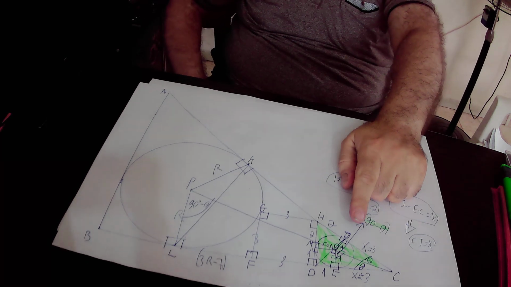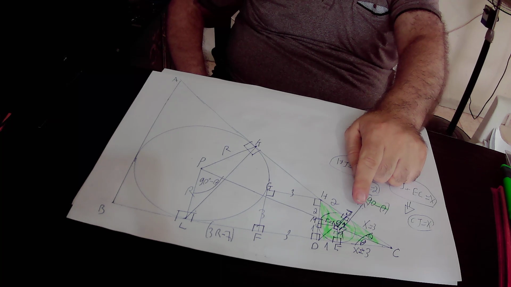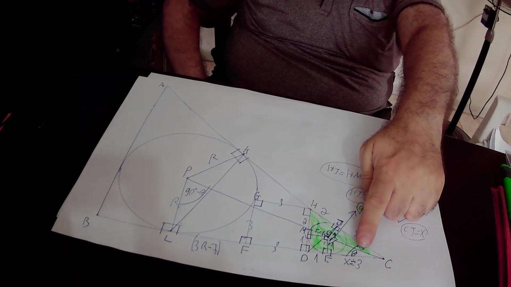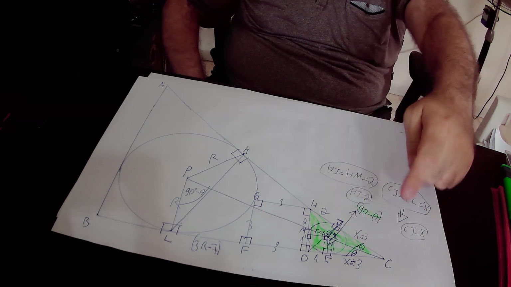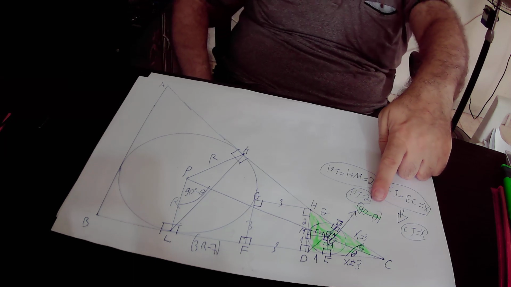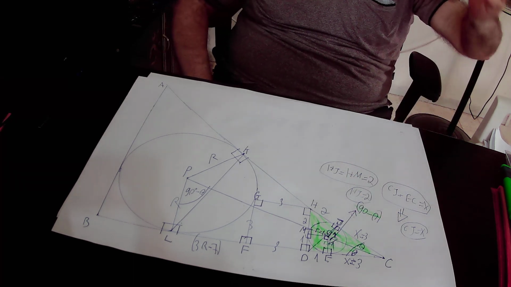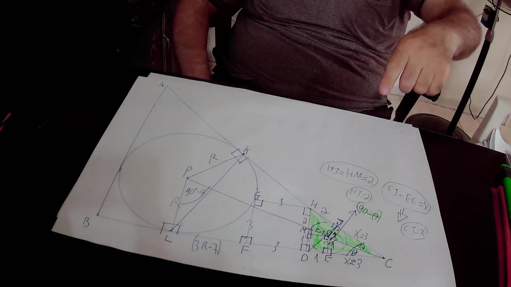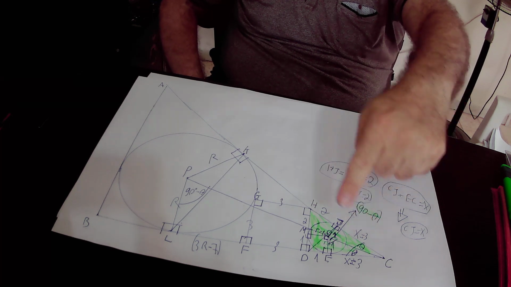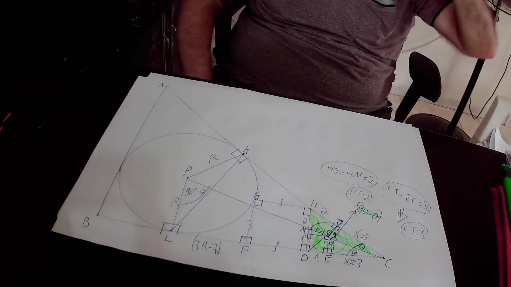Then we focus on triangle OEC, the green triangle. This angle equals theta, this angle equals 90 degrees, therefore this angle must be equal to 90 degrees minus theta, because 90 degrees minus theta plus theta is 90 degrees, and 90 degrees plus 90 degrees is equal to 180 degrees, the sum of the angles in any triangle. Likewise, in the right triangle PLC, this angle equals theta, this angle equals 90 degrees, therefore this angle must be equal to 90 degrees minus theta.